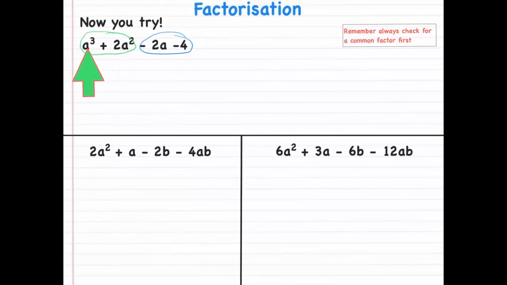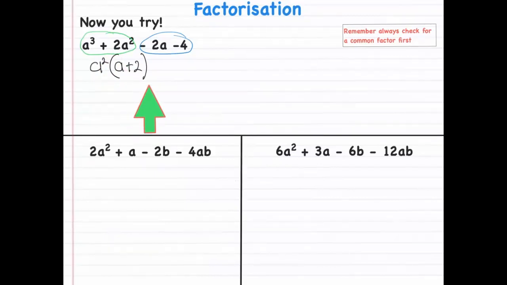Now, what's the common factor between those two terms? Now, it will be a to the power of 2. Let's take that out and open up brackets. So, a to the power of 3 divided by a to the power of 2 is just a. Then we have a plus. So, 2a squared divided by a squared will just be a 2. So, I've got a plus 2.